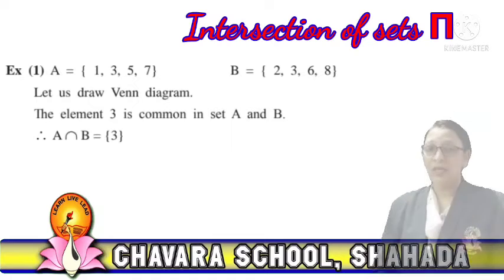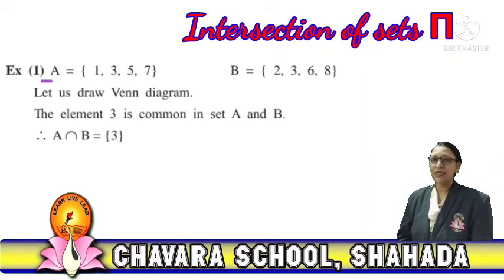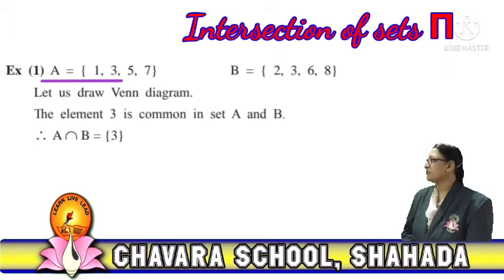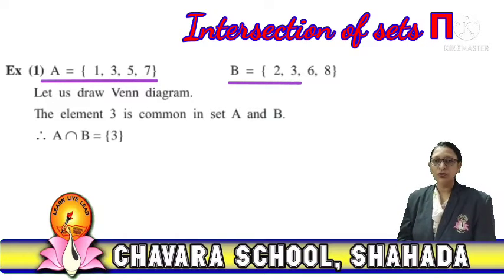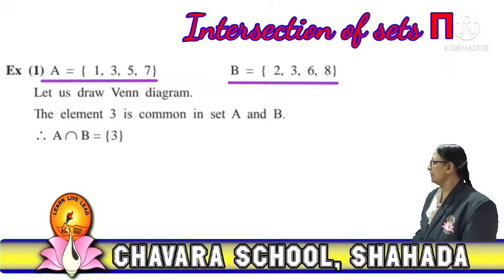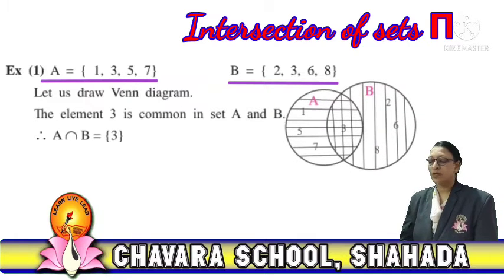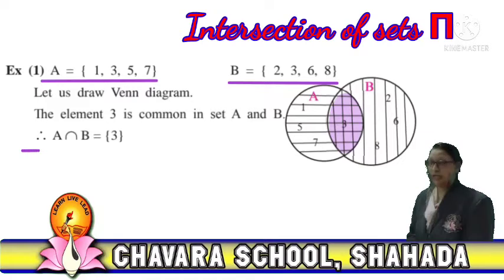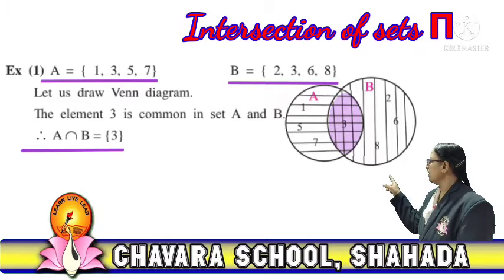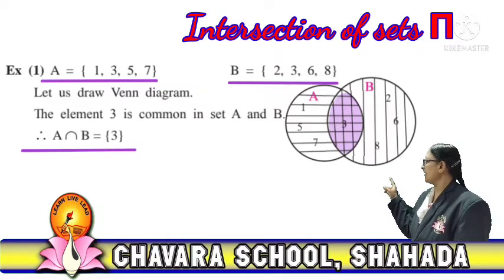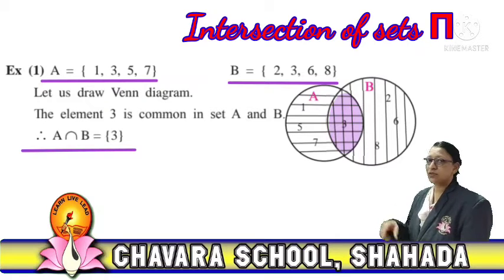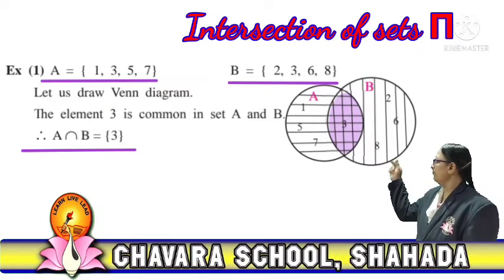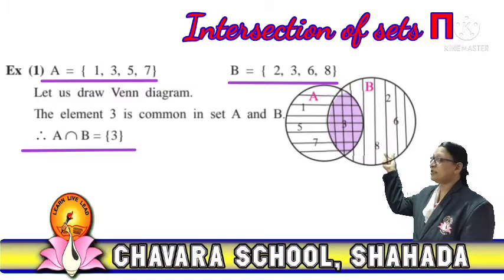Example 1. A is the set {1, 3, 5, 7} and B is the set {2, 3, 6, 8}. Let us draw a Venn diagram. The element 3 is common between set A and set B. Therefore, A intersection B is equal to {3}, and we can observe through this Venn diagram that the intersection of A and B consists of 3.